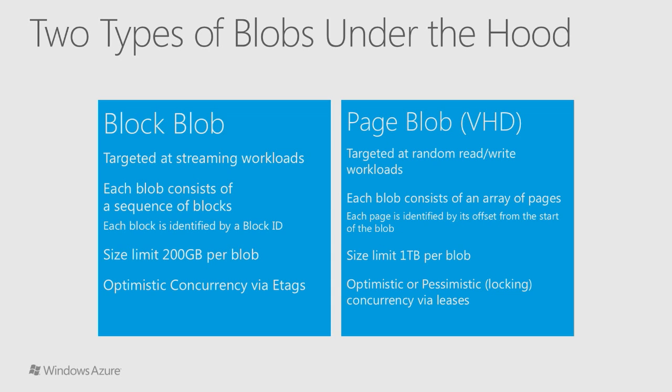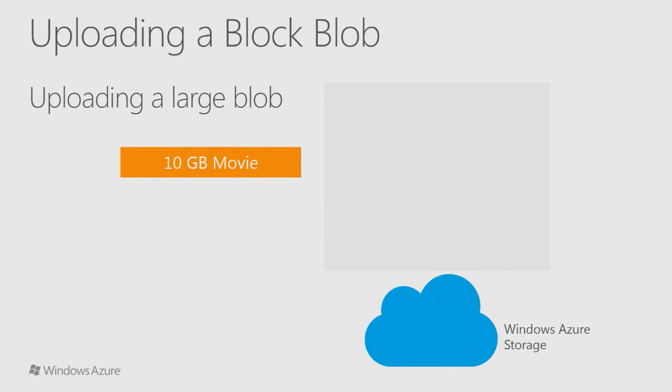Writing content to a blob, however, is very different, depending on whether it's a page or block blob. To write content to a page blob, you call the putPage operation. The writes to page blobs happen in place and are immediately committed. Updating a block blob is more involved. Block blobs less than or equal to 64 megabytes in size can be uploaded by calling the putBlob operation.